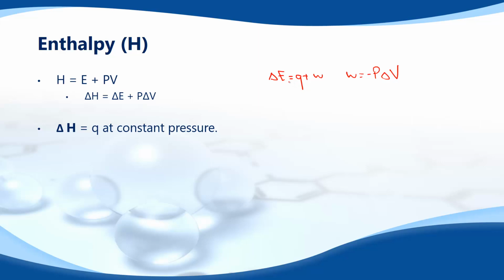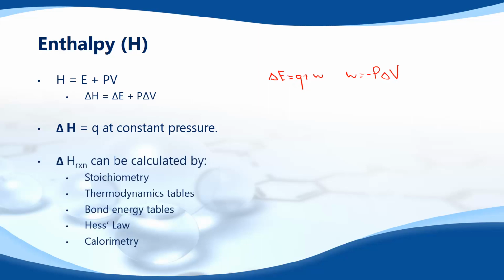And there are a few different ways you can go about calculating it. So you can calculate it by using stoichiometry. So if I gave you the enthalpy of an equation, and then I gave you a number of moles of something, you can then go through and use delta H as a conversion factor in a stoichiometry problem. You can use thermodynamics tables, enthalpy of formation values, we'll get to a little bit later. You can use bond energy tables as a way to do it, and we'll cover bond energy a lot more in depth when we talk about chemical bonding.